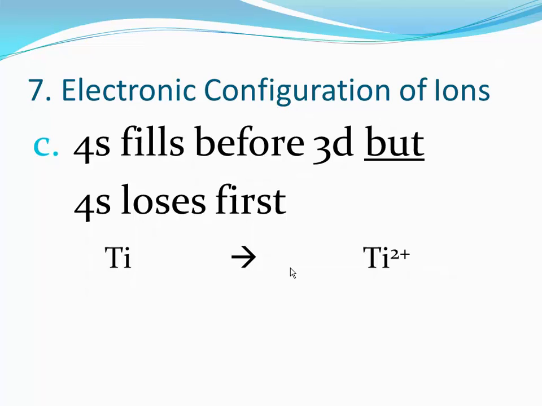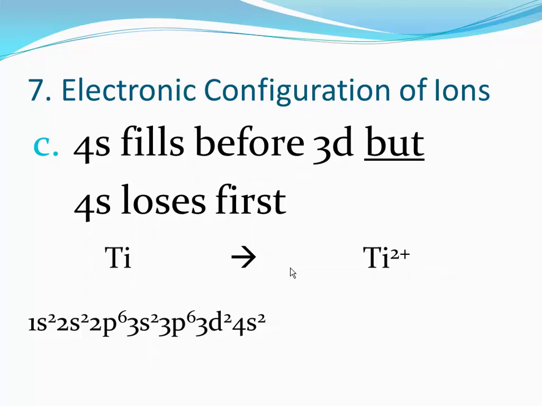When you're dealing with filling up the electrons, the 4s always fills up before the 3d, but the 4s loses its electrons first. The reason why is because of the size. The 3d is more tightly packed than the 4s. So the 4s will actually lose its electrons first.